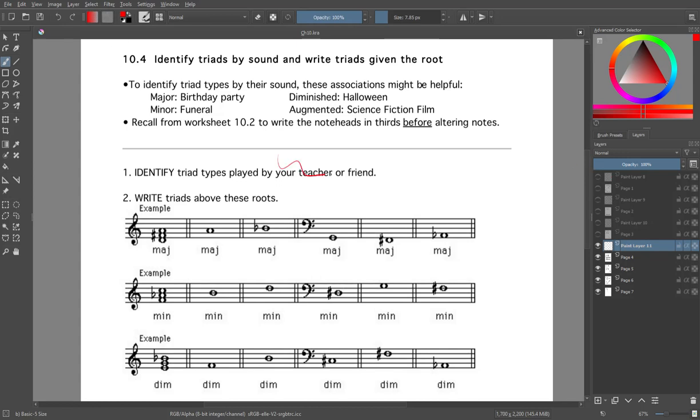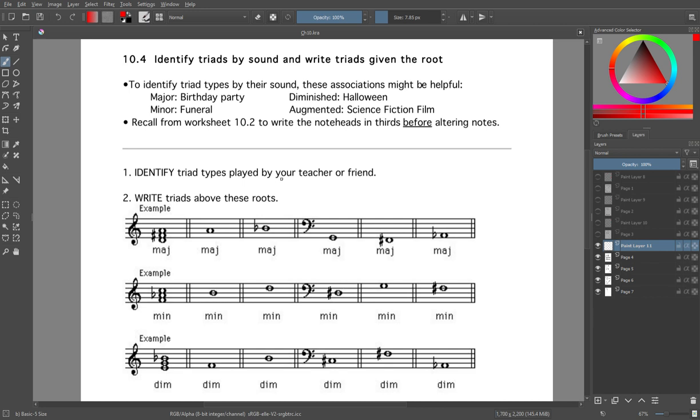Okay, 10.4, we're going to identify triads by sound and write triads given the root. Now for identifying triads by sound, I recorded a separate audio-only track for you to listen to, to help you figure out what each of these triads sound like.